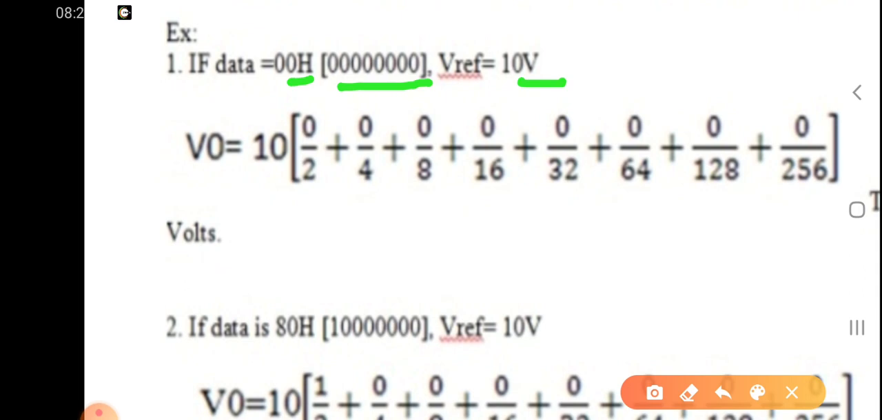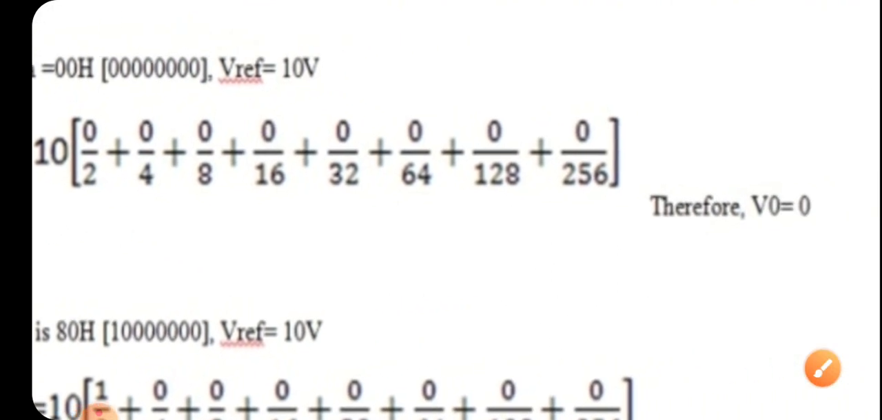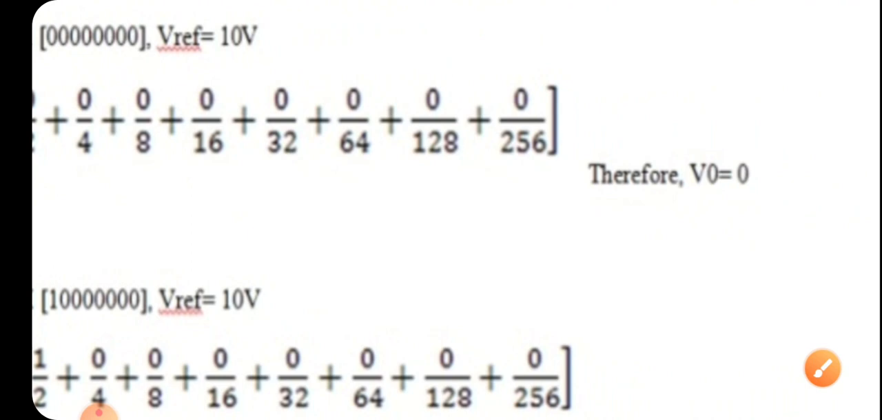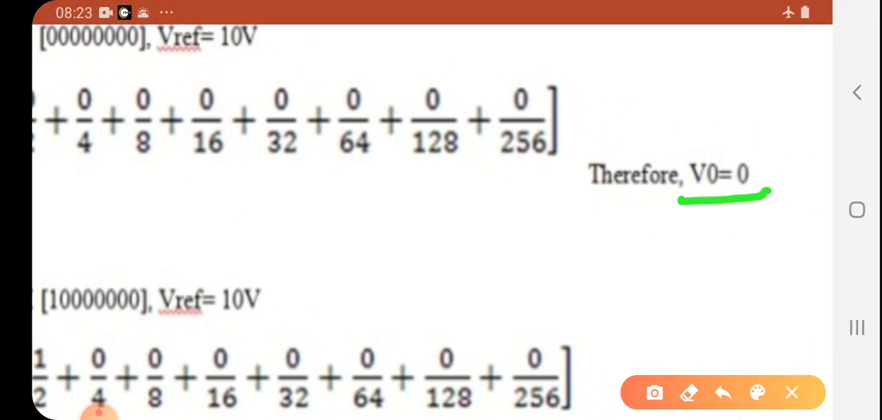So all this is 0, and 0 is multiplied by 10. V0 is equal to... What is the value of V0? V0 is equal to 0. So if all the inputs are 0, V0 is equal to 0.